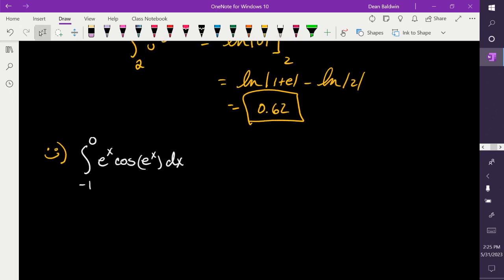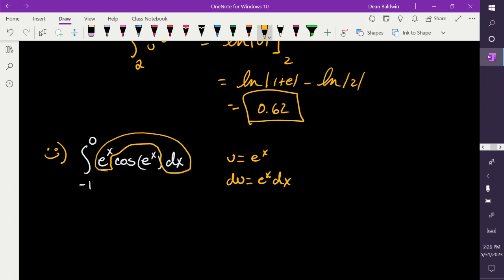Okay, what do you want to do? U is going to be cos e^x? I would go with e to the x. Because if you make u cos e^x, the derivative is going to involve a sine, right? And we don't have a sine. So we're just going to go u is equal to e to the x. So du is equal to e to the x dx, which works out nicely because it's that bit right there.